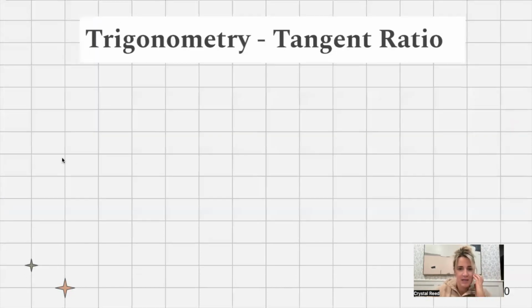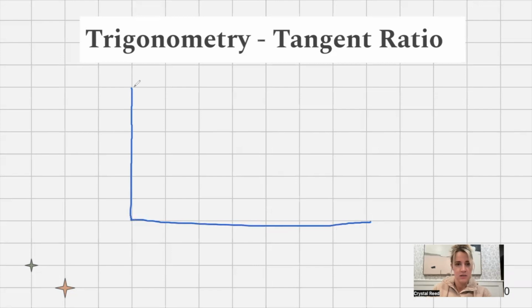So I'm going to draw a little picture here for us. I'm going to do this with my mouse. Should be fun. Okay, so if we have ourselves a right triangle here. So again, a right triangle means that one of the angles is 90 degrees. So just a reminder that we have that 90-degree angle here.